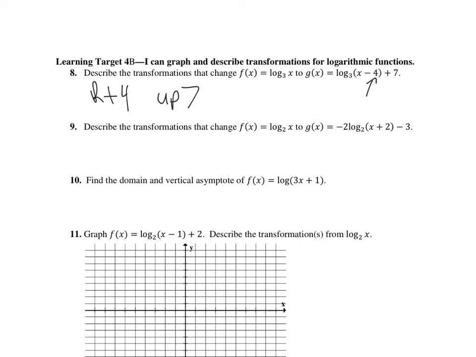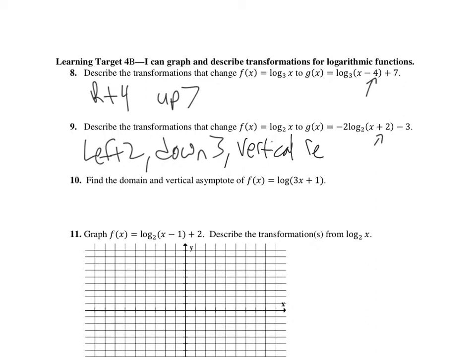Okay, the transformations here, we're going to go left 2, and we're going to go down 3 because of our -3 there. This is a vertical change. Outside is a vertical change, and so we got a vertical reflection and vertical stretch of 2. Okay.